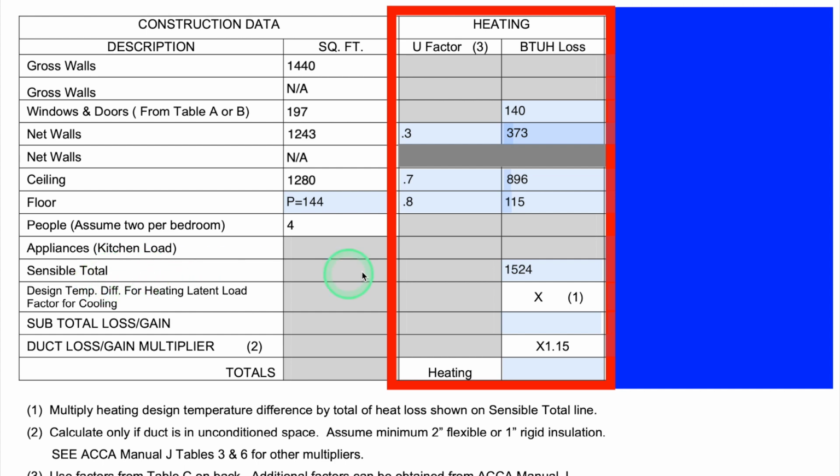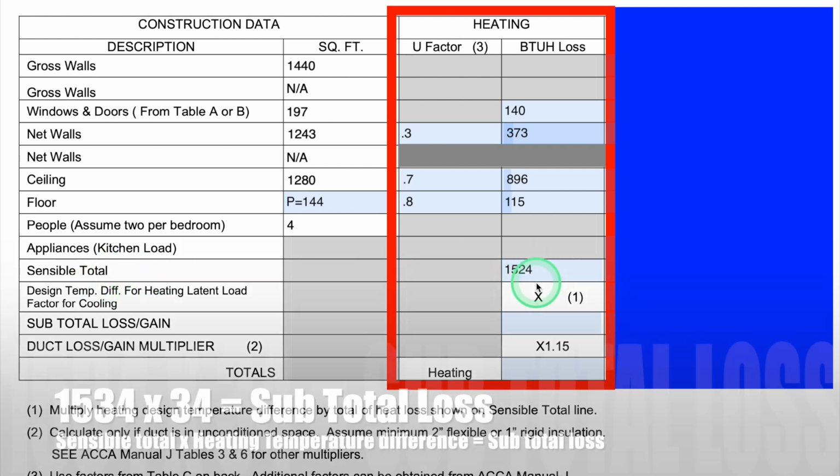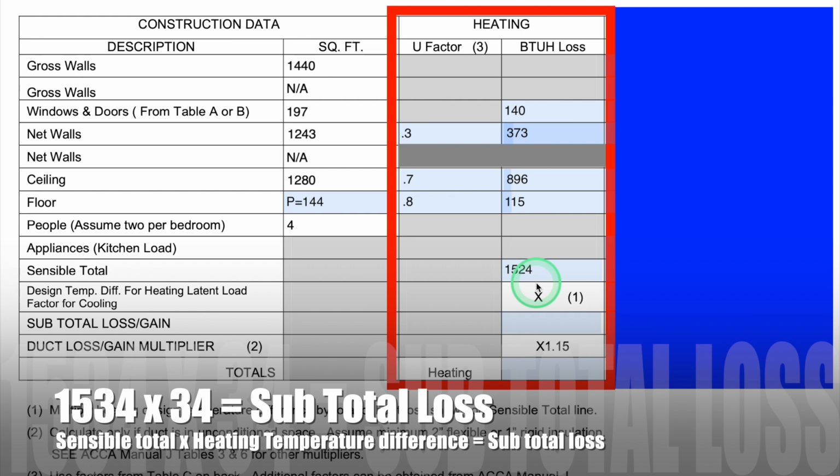So our sensible total heat loss of 1524 times 34 degree temperature difference equals 51,816. And this is kind of where you see the BTUs that we're losing and how the number increased depending on the temperature difference. And so far, that's our heat that we're losing through the building.